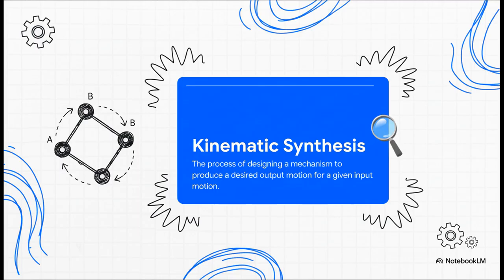So here's the crucial point. We are given a desired output motion. Let's say we want this link to move from angle A to angle B. And we're given an input motion. Maybe this other link will rotate 30 degrees. Our job as engineers is to figure out the exact geometry of the machine that makes that happen.